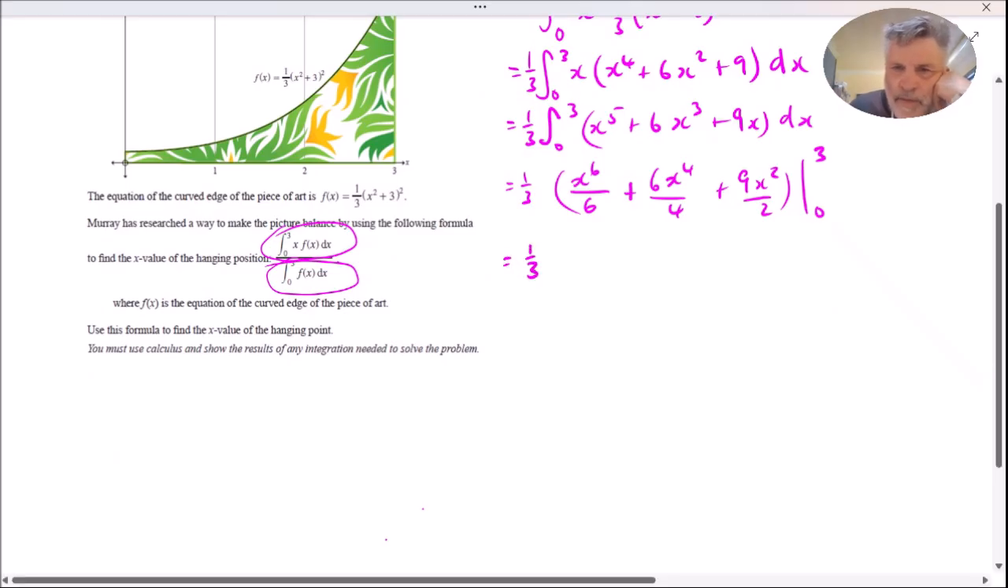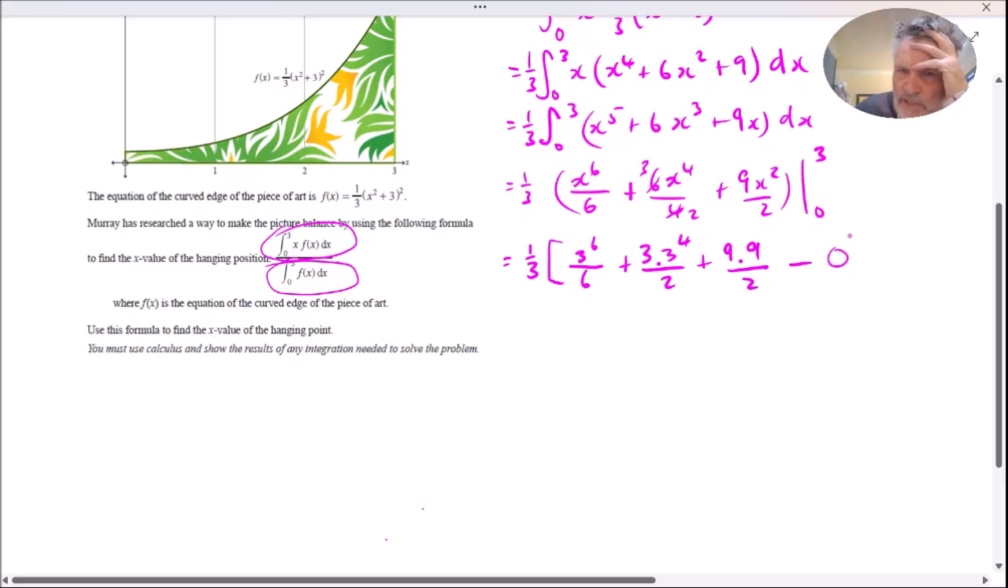This is a third. Put 3 in, we get 3 to the power of 6 over 6 plus 6 times, well, we can simplify this. 3 times x, 3 times 3 to the power of 4 over 2, so we've cancelled this down to 3 over 2, plus 9 times 3 squared is another 9 over 2, and then subtract. When we put 0 in, these are all going to be 0, so that's all done.